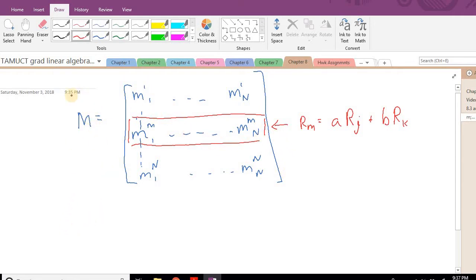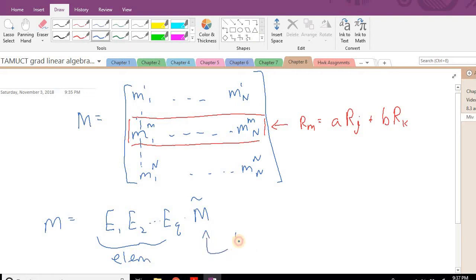So this is M, and you want to write M as a product of matrices. I didn't specify how many elementary matrices, but we'll just say E1, E2, and I don't know, we'll go up to EQ, something like that, times some other matrix, let me call it M twiddle, where these are elementary matrices, and then this matrix has a zero row. So what you want to do is construct this matrix M from a matrix that has a zero row, and then do row operations on that matrix with a zero row, and that will get you big M.